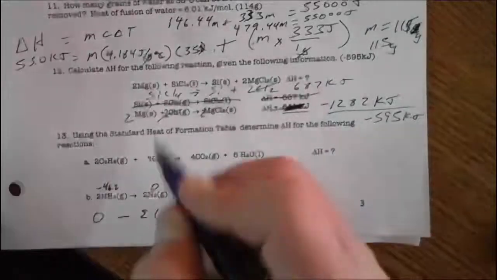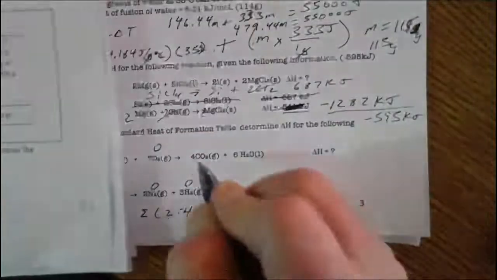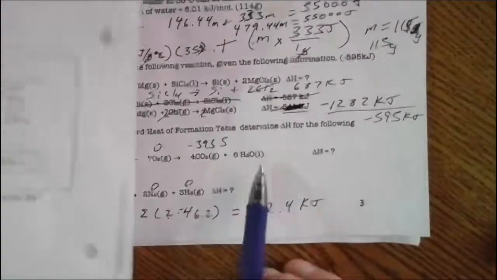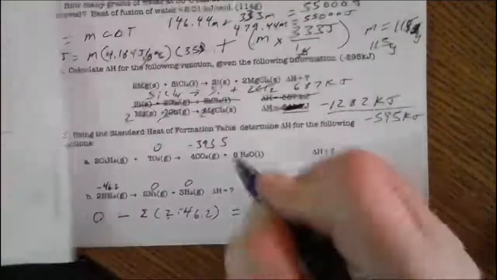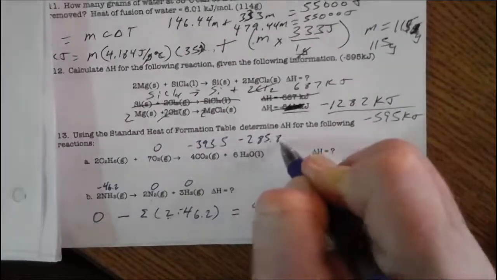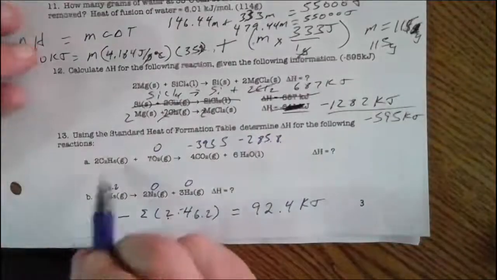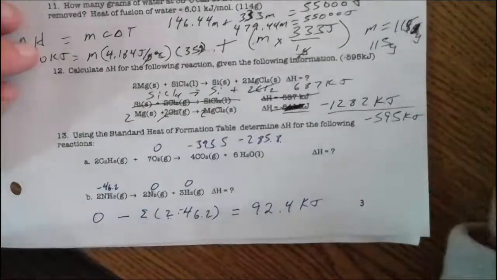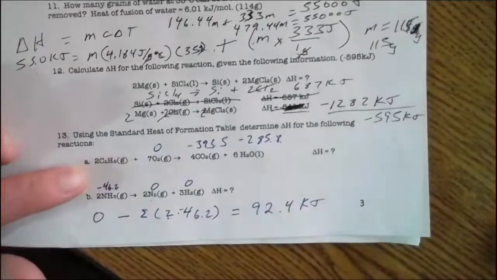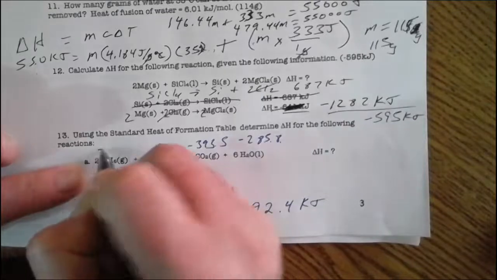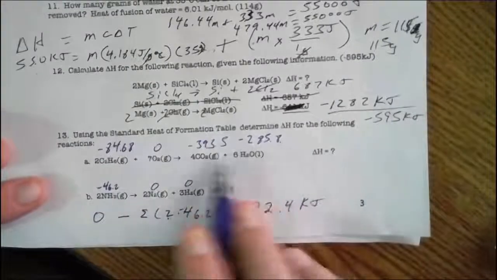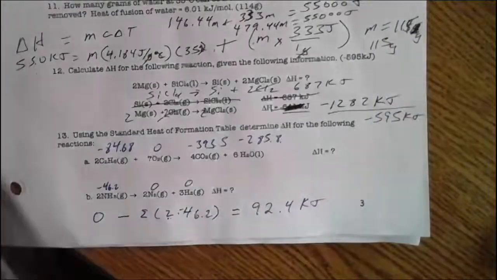Again, this top one, this would be 0. This is CO2 gas, so that would be negative 393.5. This is H2O liquid, so that would be negative 285.8. This one right here, C2H6. Unfortunately, I don't have that, so I'm going to look that up on the internet. So what was it? 84.68. Again, this is a summation of the products minus the summation of the reactants.